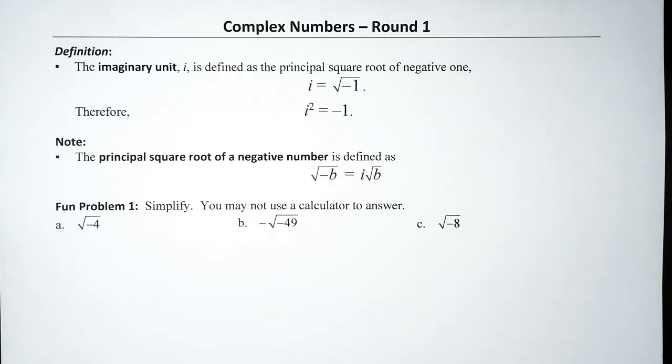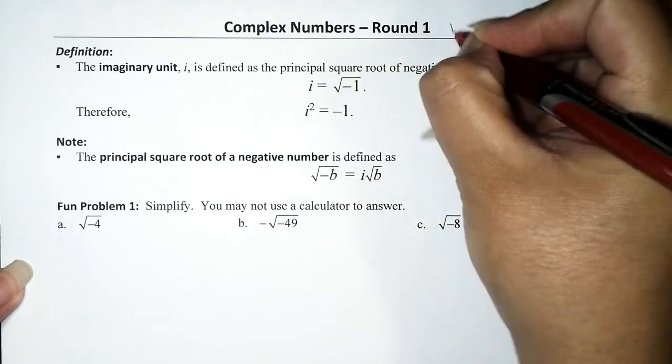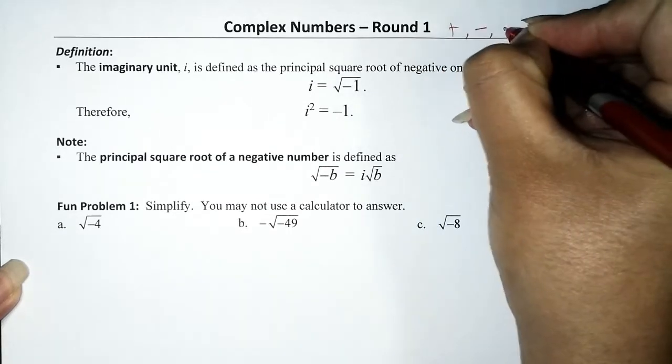Round one, we are going to be taking complex numbers, simplifying them, and then for added spice, we will add them, subtract them, and multiply them.